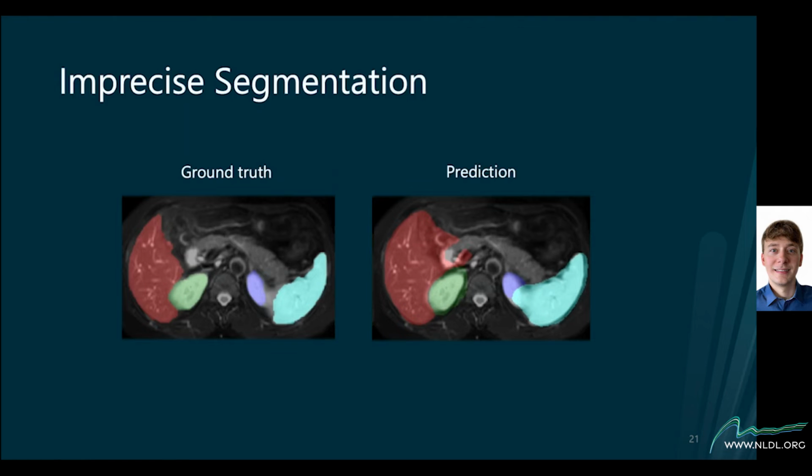I also mentioned this problem of imprecise segmentations, and this is what we can see here. On the left, we see the ground truth. And then we have the prediction, and we can see that, especially in the boundary regions, it's a little bit blurry, right? It doesn't follow the boundary of the organs precisely. So how can we remedy this?